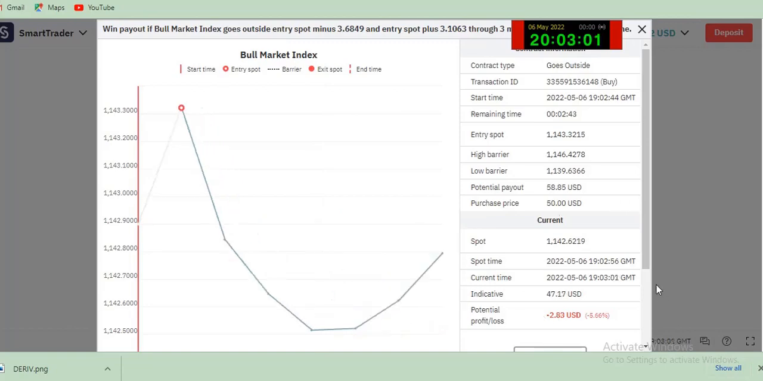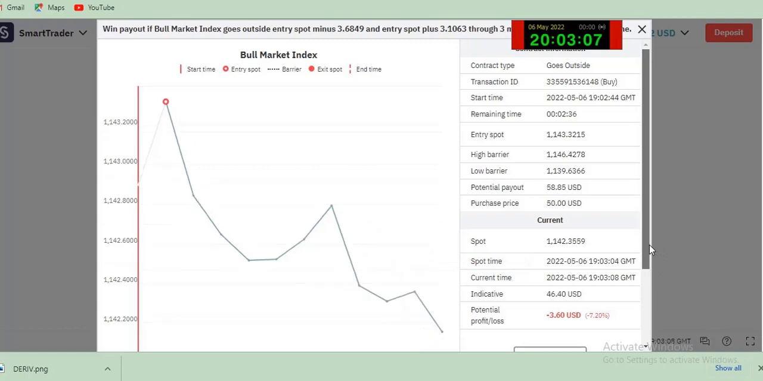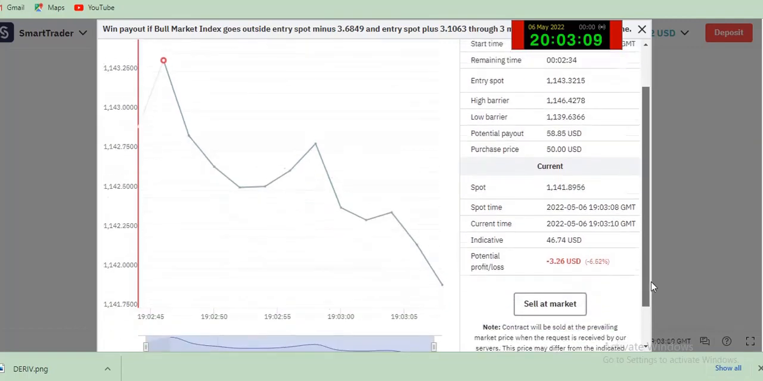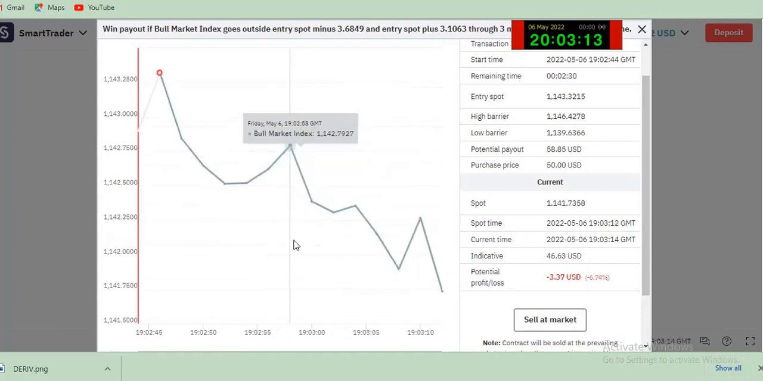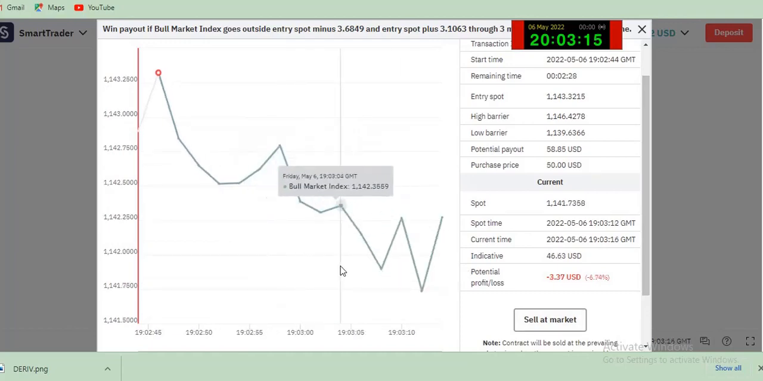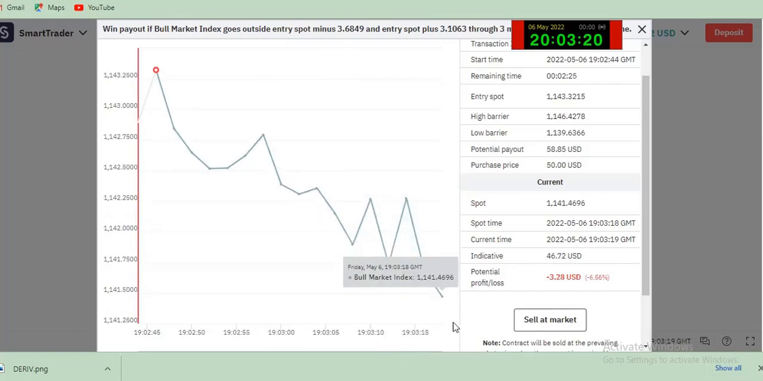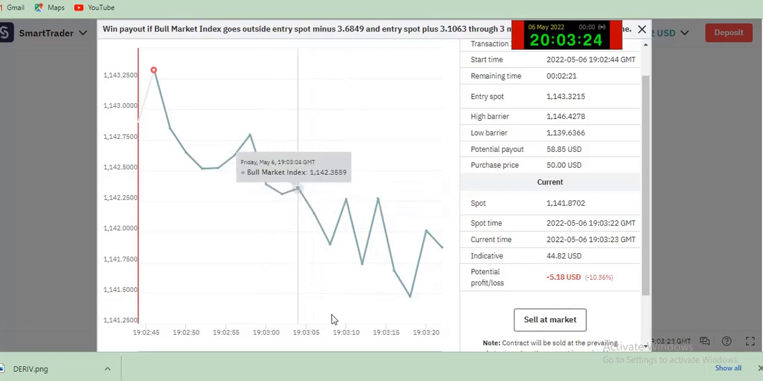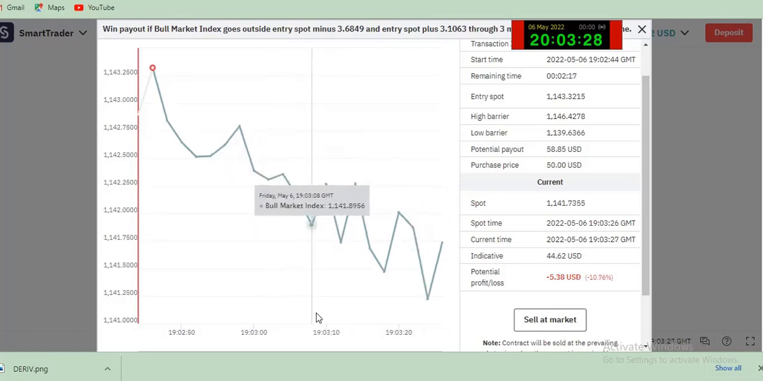I'll only be taking three trades. I've taken the first one. As you can see, it's dropping down. It's dropping. So let's see. All I want is for this price to just drop and go outside of this zone here. If it drops down and touches that, there's a line below. Once it touches that line, this trade is going to be won.